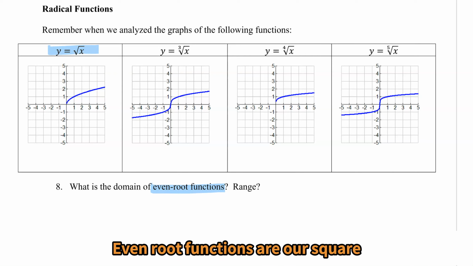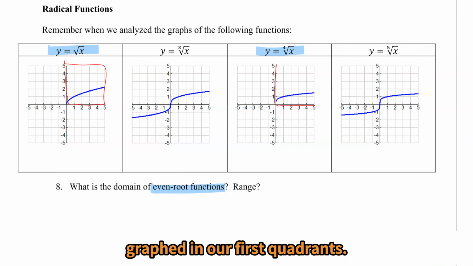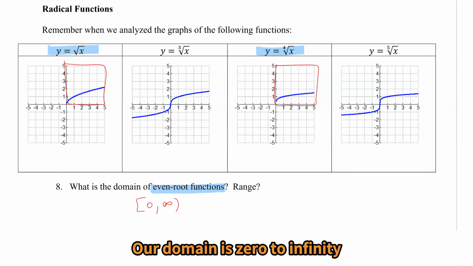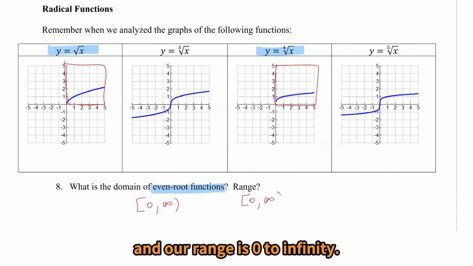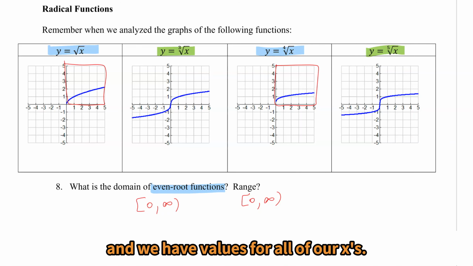Even root functions are our square and fourth roots, and we see that we only have values graphed in our first quadrants. Our domain is 0 to infinity, and our range is 0 to infinity. For odd root functions, this is the cube root and the fifth root, and we have values for all of our x's, and we have values for all of our y's.